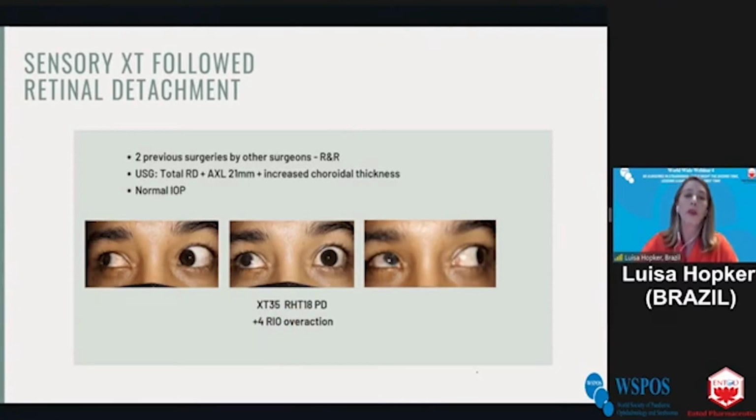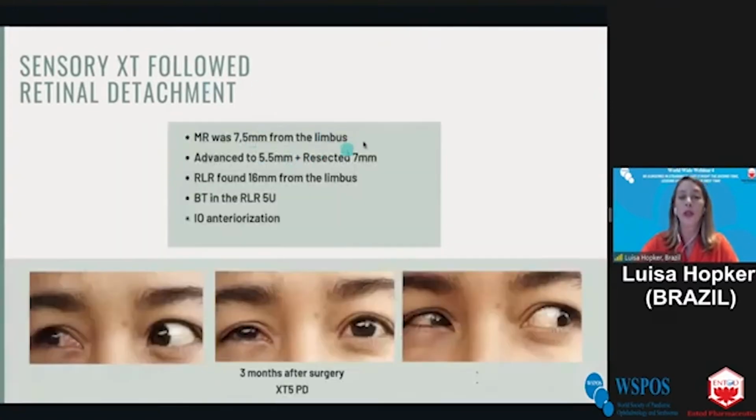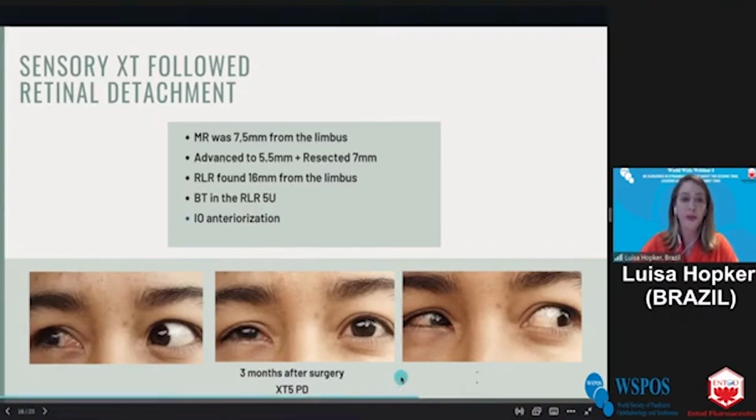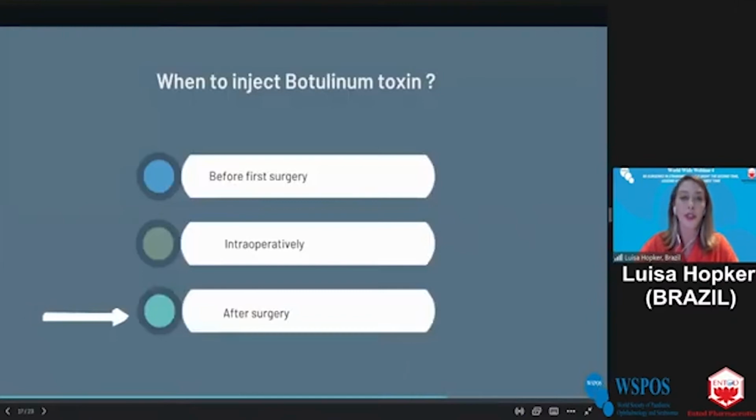And whenever I went for the surgery, the medial rectus was a little bit recessed. So I advanced and resected, and the lateral rectus was found fully recessed. So I performed botulinum toxin intraoperatively in her lateral rectus and inferior oblique anteriorization with a very good result. And we can do it after surgery.